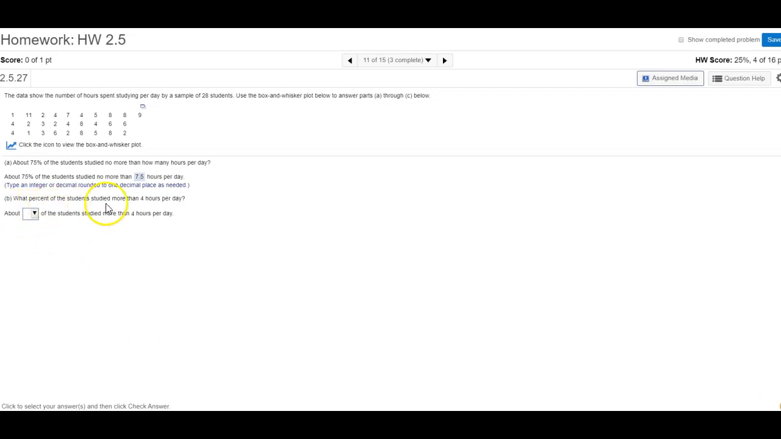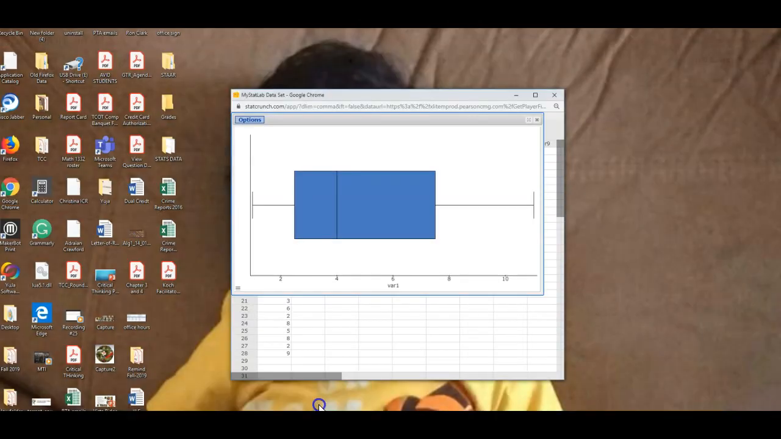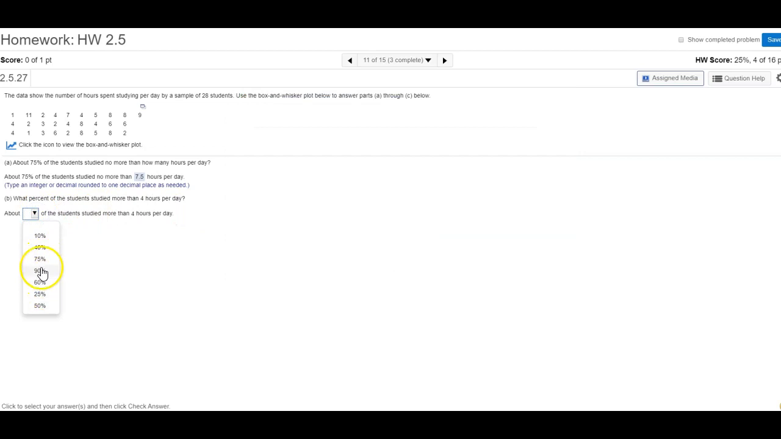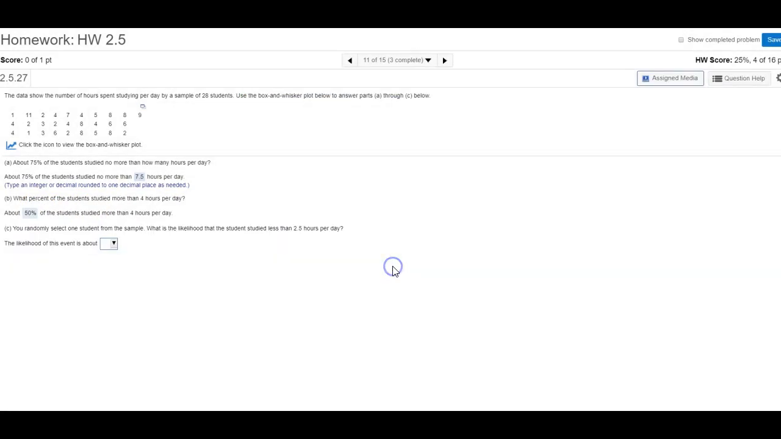What percent of the students studied more than 4 hours per day? I'm going to go back to my graph and see. 4 is my median. So median is 50%. Okay, so 4 is 50%. So 4 hours per day is 50. Where is 50? Right here, 50%. Check my answer. Very good.